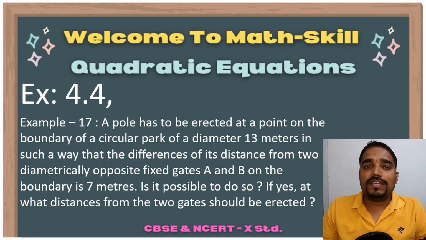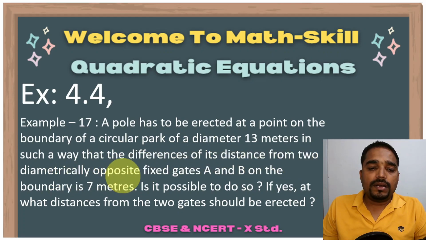In this session, let's discuss the chapter quadratic equations and a numerical. What we are going to solve is a statement problem: a pole is to be erected at a point on the boundary of a circular park of diameter 13 meters in such a way that the difference of its distances from diametrically opposite fixed gates A and B on the boundary is 7 meters. Is it possible to do so? If yes, at what distances from the two gates should the pole be erected?